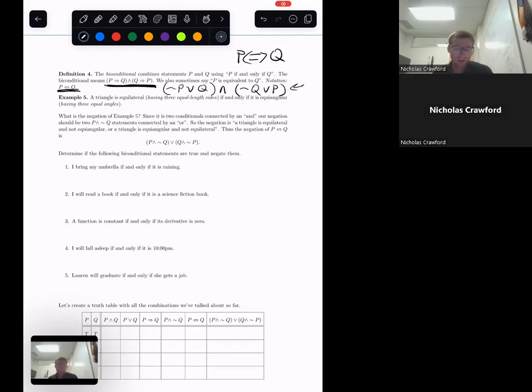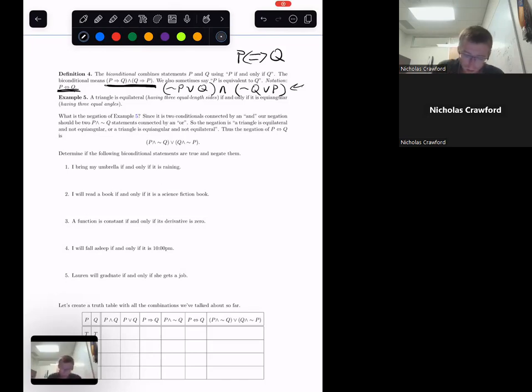So let's take a look at example 5 here. It says a triangle is equilateral if and only if it is angular. Okay. So we want to figure out what the negation of this is. So we have two conditionals connected by an and, which means that our negation should be two and statements connected by an or, right? Because a conditional is an or statement connected by the and. That's an if and only if. So if we negate it, we should have and statements connected by an or.